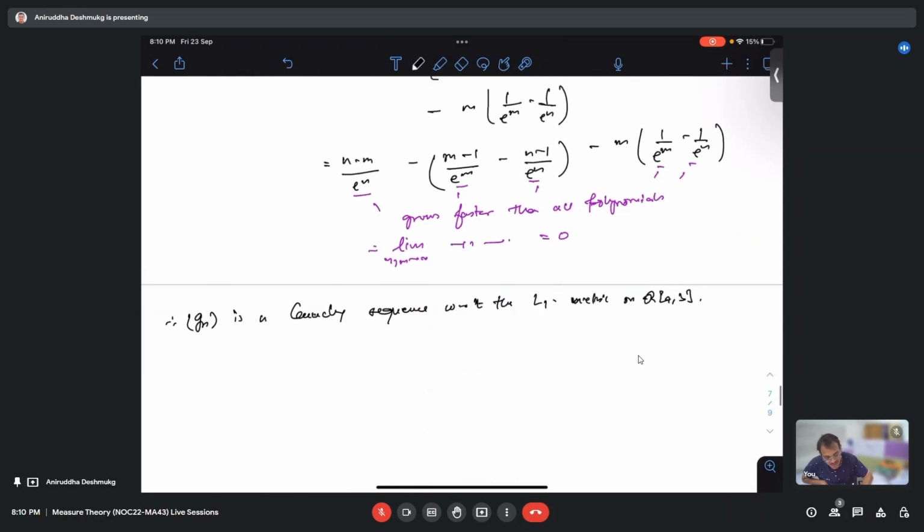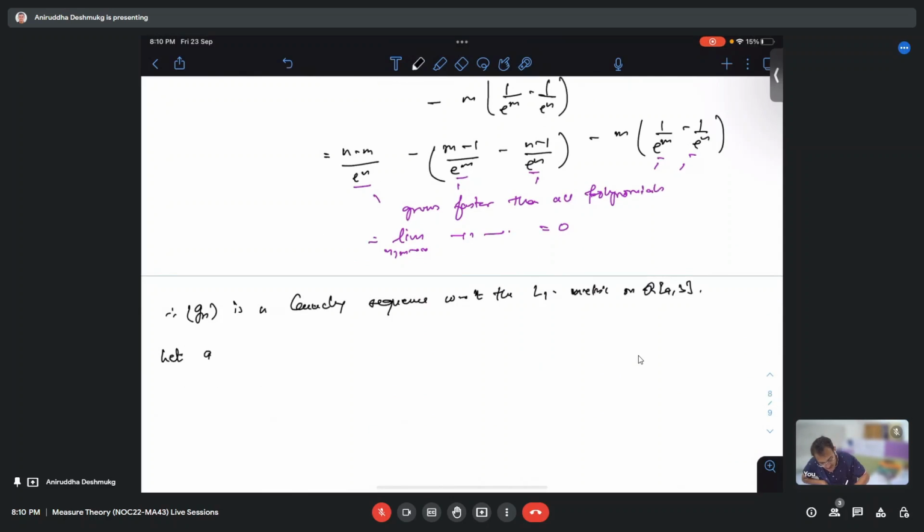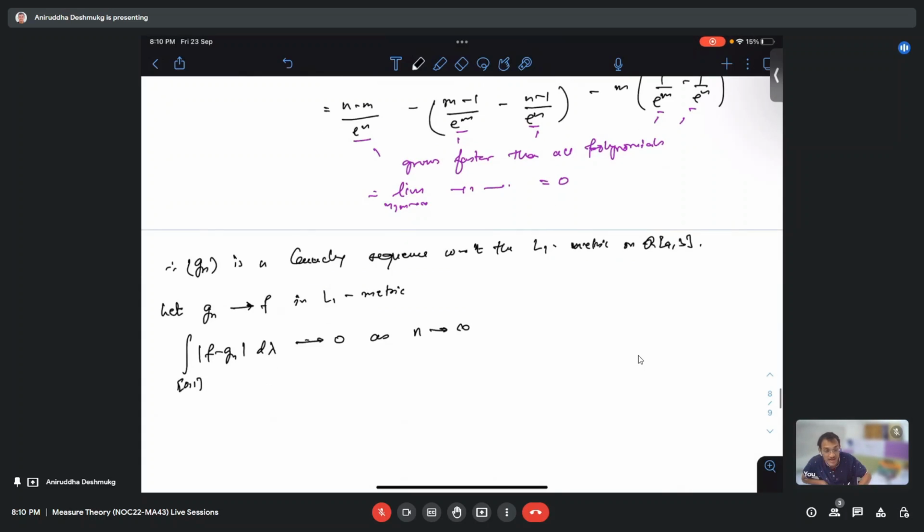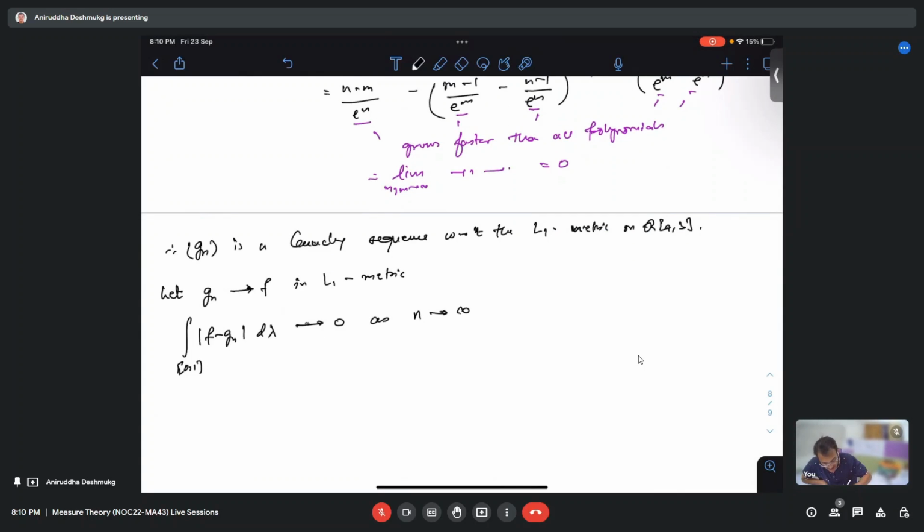So let us assume that it does converge. Let Gn converge to F in the L1 metric. What does it mean? It means the integral of mod of F minus Gn d lambda over the interval 0, 1 converges to 0 as n goes to infinity. But this is a non-negative function, so this can only happen when the integrand becomes 0 as n goes to infinity. Or rather, not the whole integrand, but there is a sequence.